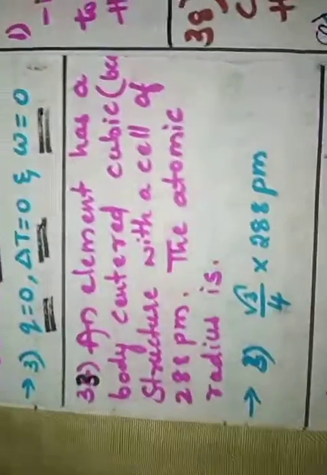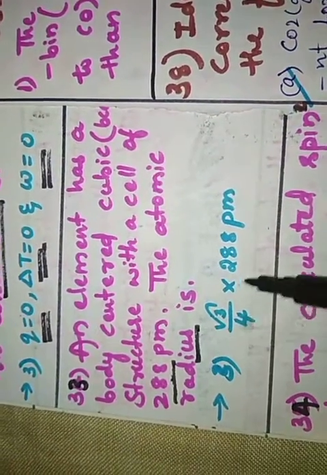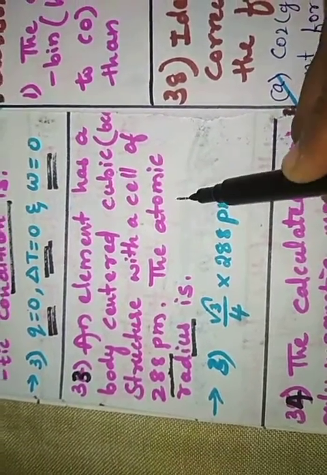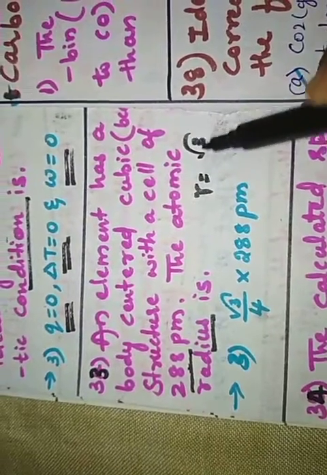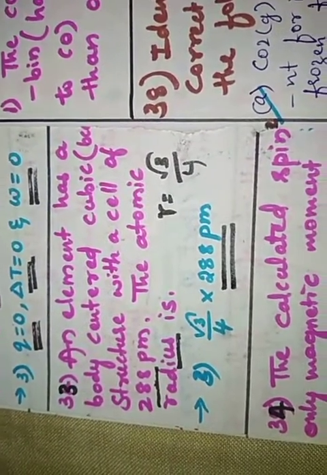The correct option for the free expansion of an ideal gas under adiabatic condition is this one: Q = 0, delta U = 0, W = 0. Now moving to the 33rd question. An element has a body-centered cubic structure with a cell edge of 288 pm. The atomic radius is, see, for BCC r = root 3 a by 4. Then this one is the answer.